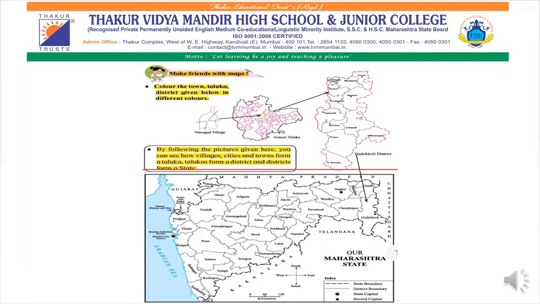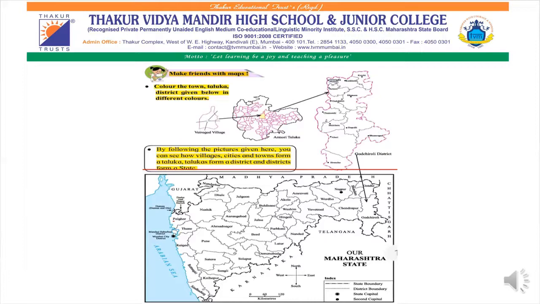Look at this picture, students. Small village Vairagad is in Amori taluka. In Amori taluka, we can see so many villages. So many villages make one taluka. Villages, cities and towns make one taluka. And so many talukas are in Gadchiroli district. This Gadchiroli district is in Maharashtra.